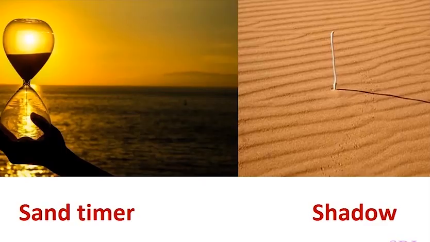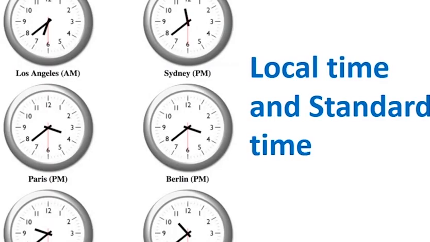Earlier, natural events and instruments like sun timer, shadow, etc. were used to tell time. So, in this lesson, we are going to learn about local time and standard time.